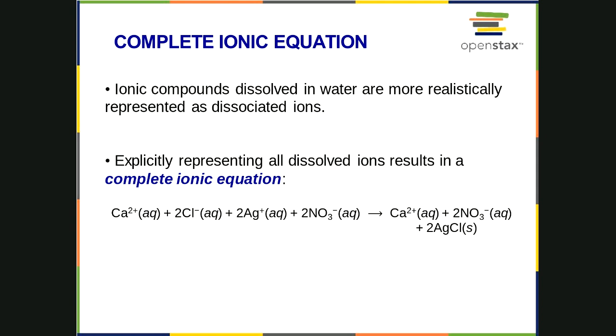Now, if I look at the reactant and product sides, it seems like there are a lot of ions there that aren't really doing anything. Can you see any ions on the left side and the right side that really haven't changed in the reaction? Can anyone just name one?